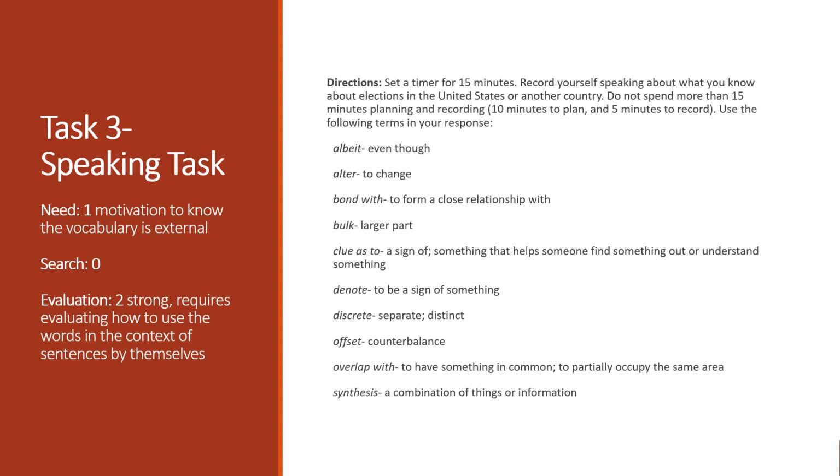So the need for this task is 1, because the motivation to know the vocabulary is external. The search is 0 because definitions are provided. And evaluation is 2 because it's strong. It requires evaluating how to use the words in the context of sentences by themselves. So this task had a higher level of involvement than the other two tasks.